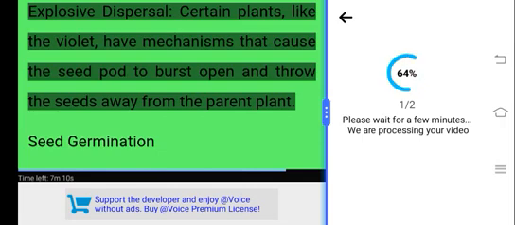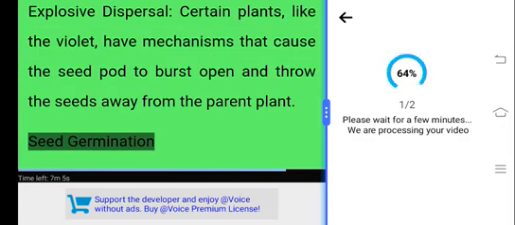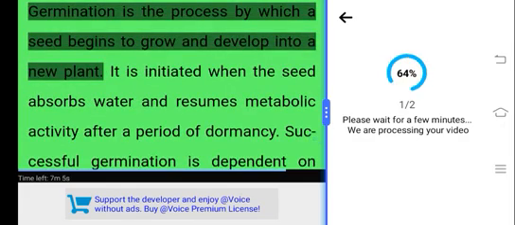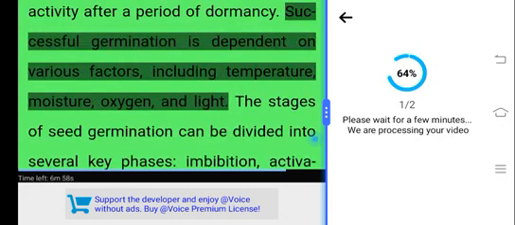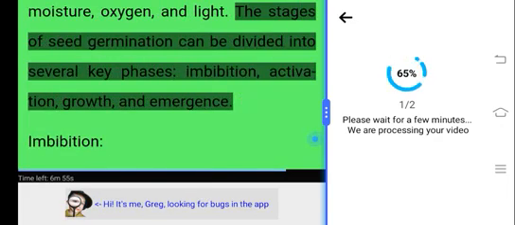Explosive dispersal. Certain plants, like the violet, have mechanisms that cause the seed pod to burst open and throw the seeds away from the parent plant. Seed germination. Germination is the process by which a seed begins to grow and develop into a new plant. It is initiated when the seed absorbs water and resumes metabolic activity after a period of dormancy. Successful germination is dependent on various factors, including temperature, moisture, oxygen, and light.